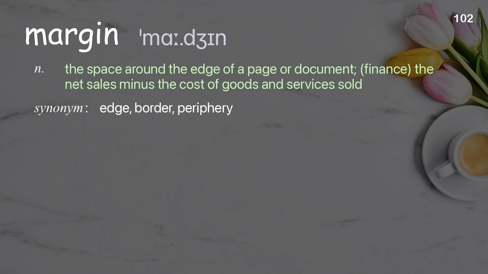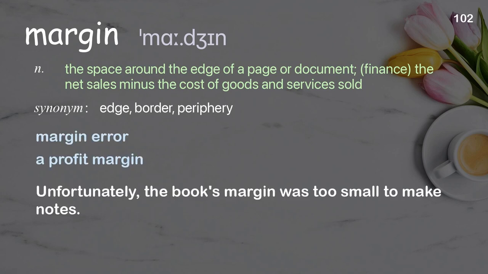Margin. The space around the edge of a page or document. Finance: the net sales minus the cost of goods and services sold. Examples: Margin of error. A profit margin. Unfortunately, the book's margin was too small to make notes.